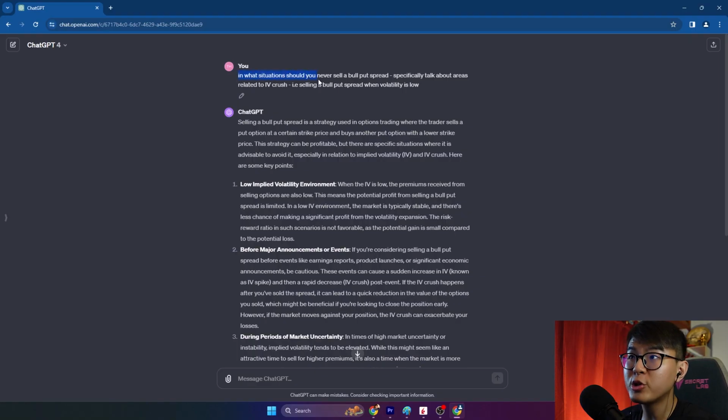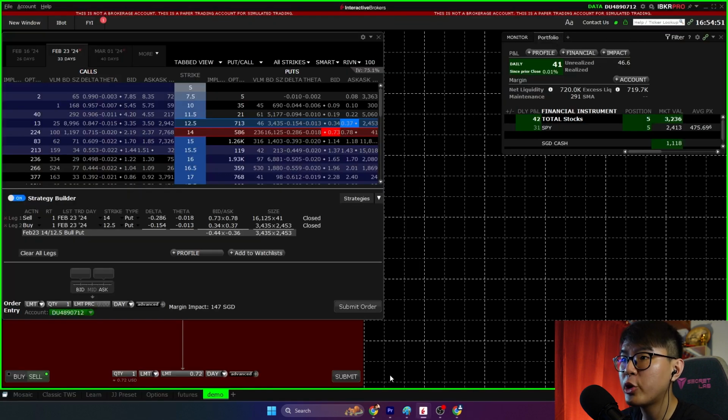Now, in what situation should you never sell a bull put spread? Never sell a bull put spread when there is low implied volatility. When the IV is low, the premiums received from selling options are also low. This means the potential profit from selling a bull put spread is limited. In a low IV environment, the market is typically stable and there's less chance of making a significant profit from the volatility expansion. The risk-reward ratio in such scenarios is not favorable, as the potential gain is small compared to the potential losses. So when you're trading a bull put spread, you must pay attention to the IV.